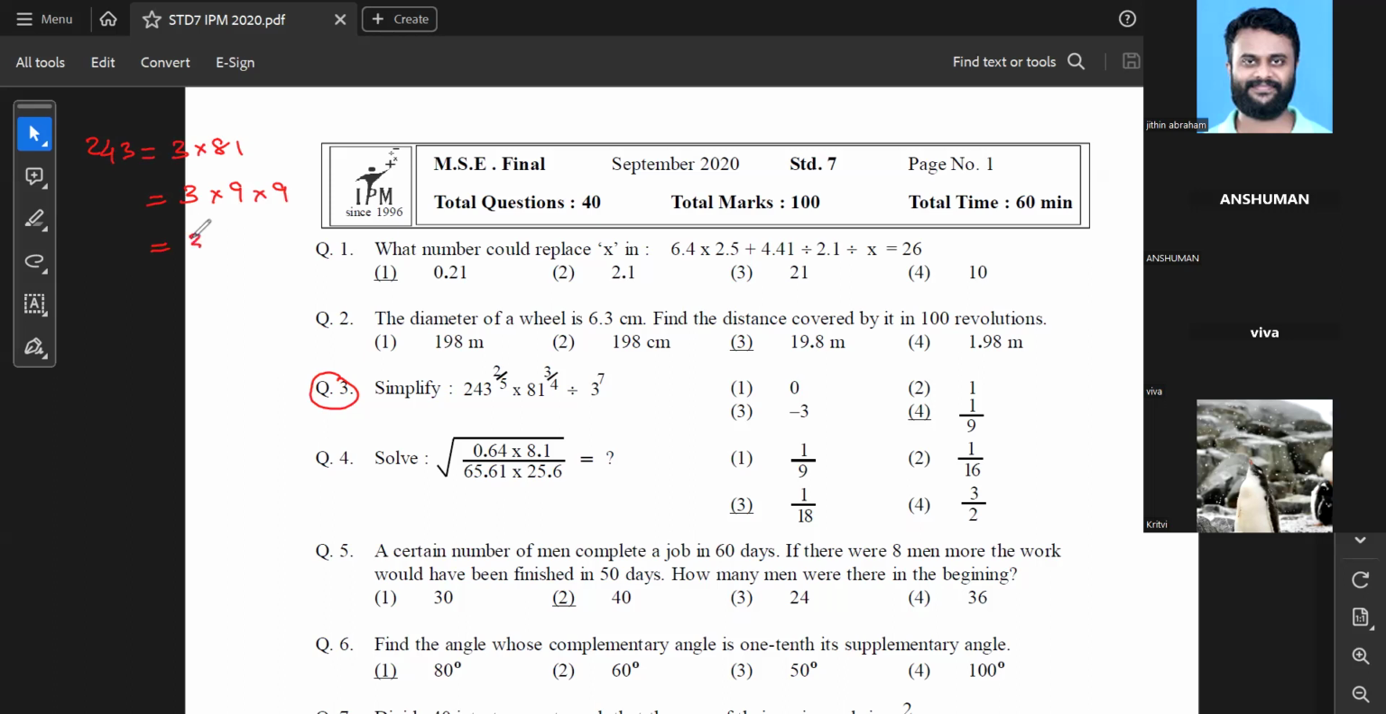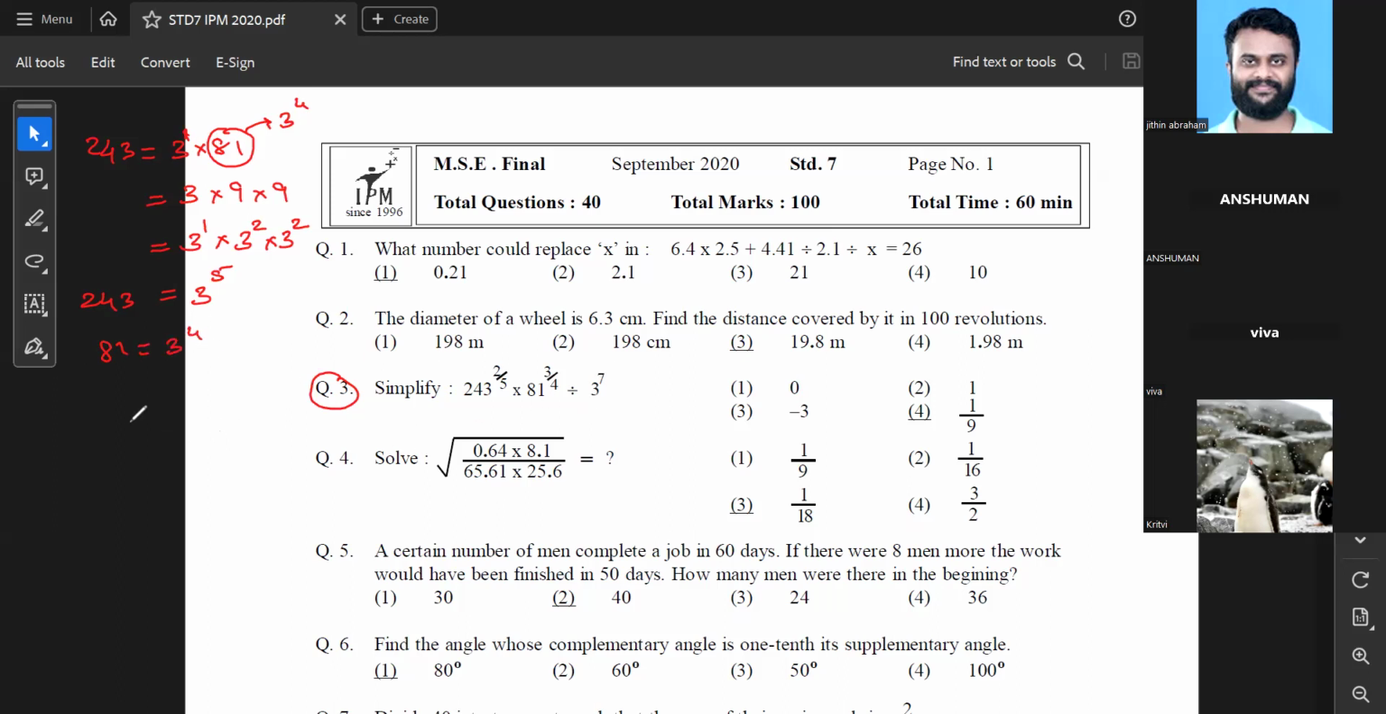So this 9 is 3 raised to 2, and 3 raised to 1 multiplied by 9, which is 3 raised to 2, is again 3 raised to 2. So in total I will be getting 3 raised to 1, 2, 3, 4, 5. So 3 raised to 5. So 243 is 3 raised to 5, out of which 81 itself, if you observe, is 3 raised to 4.